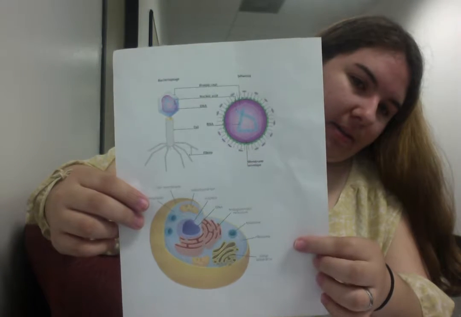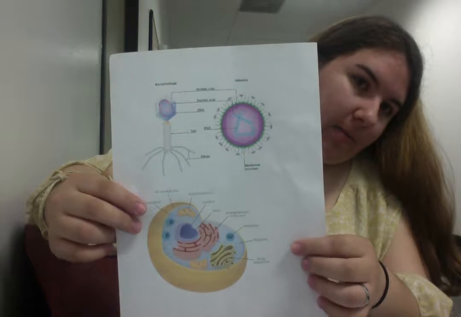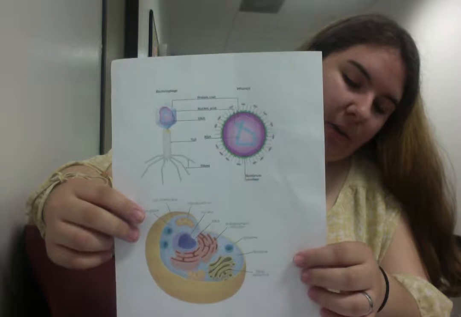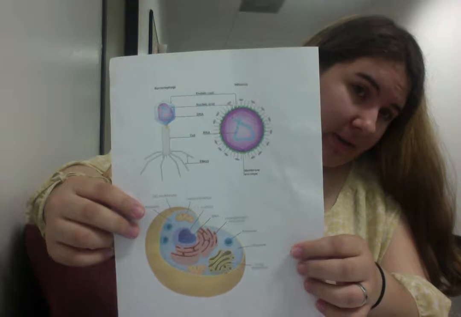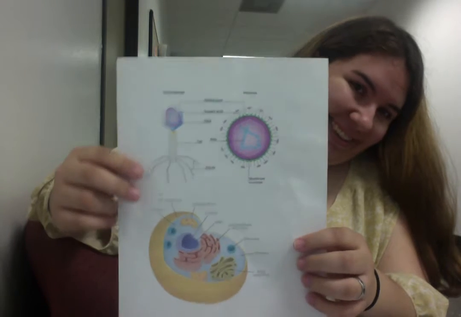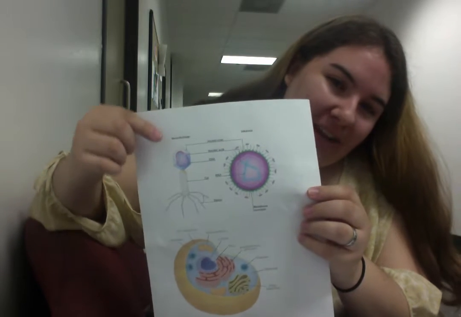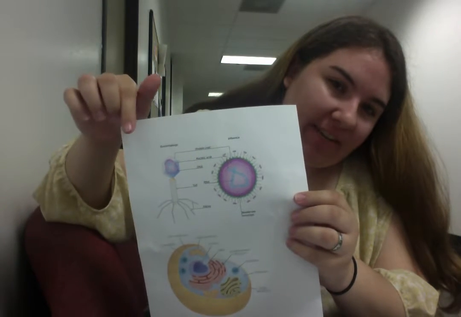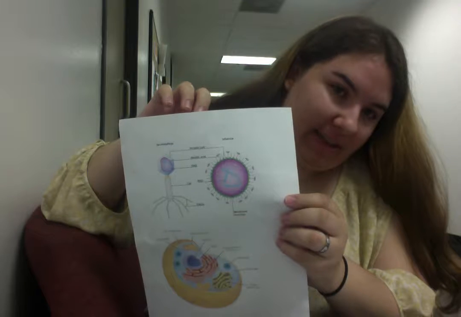The bottom is a general eukaryotic cell. I'm not going to discuss very much about it because we already know a lot about it from previous knowledge. In the top, we have two different viruses. One's a bacteriophage and then the other is an influenza virus.